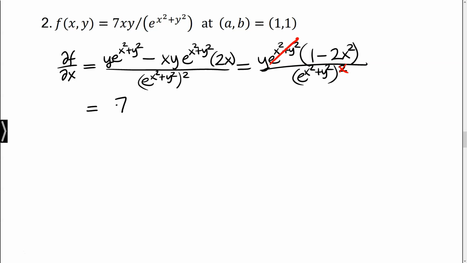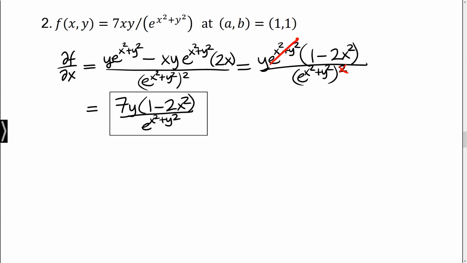And now I'm going to put in the 7. So 7y times 1 minus 2x squared divided by e to the x squared plus y squared. So this means that the partial with respect to x at 1, 1 will be equal to 7 times 1 times -1. So it'll be -7 over e squared. Okay, so -7 over e squared. That's about minus 0.95. So just a little bit bigger than -1.